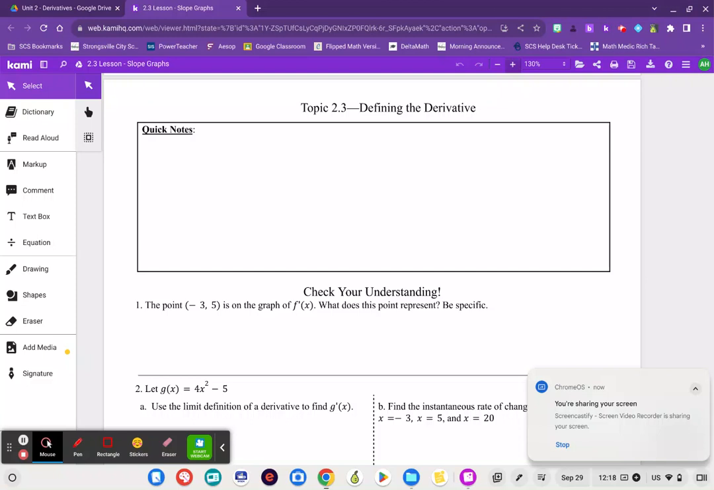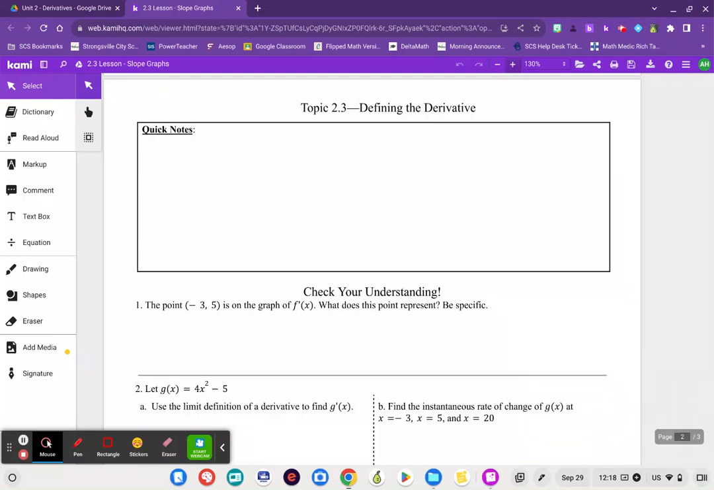Hassler here. All right, so I know that we talked about the quick notes for 2.3, and we had started working through these questions in the Check Your Understanding, but we just didn't get a chance to talk through all of them. And I think it's important that you understand what the notation represents, how to find these slopes of tangent lines, and make these connections.